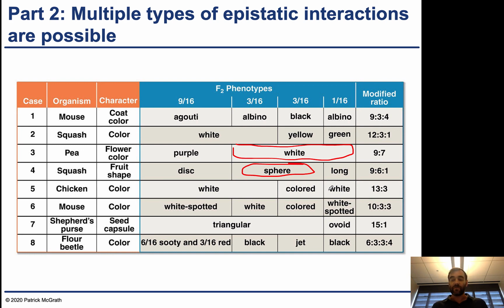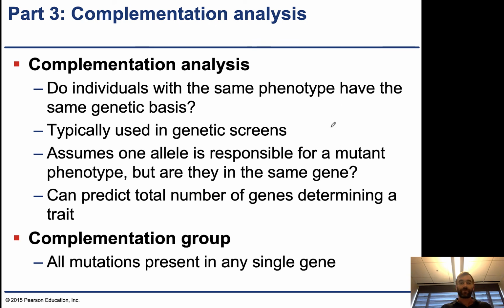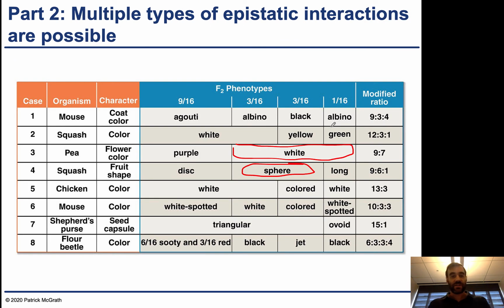But the thing that's important right now is just to know that all of these are forms of epistasis. And they're all recognized because they have fewer trait categories than expected, and they also don't follow the typical 9 to 3 to 3 to 1 ratio. All right, so this is the end of the section on epistasis.